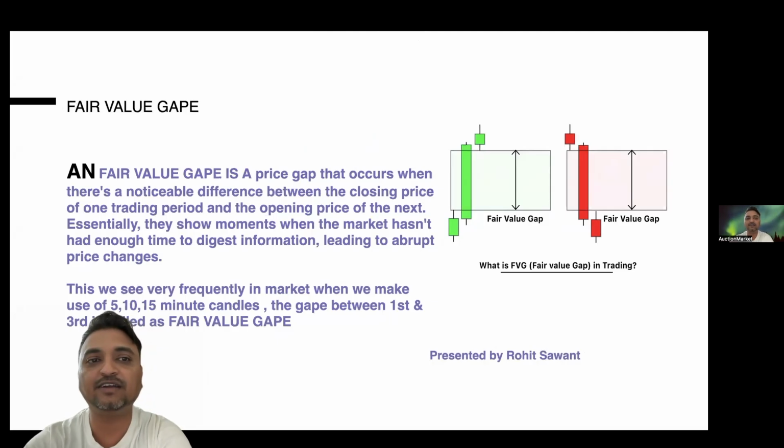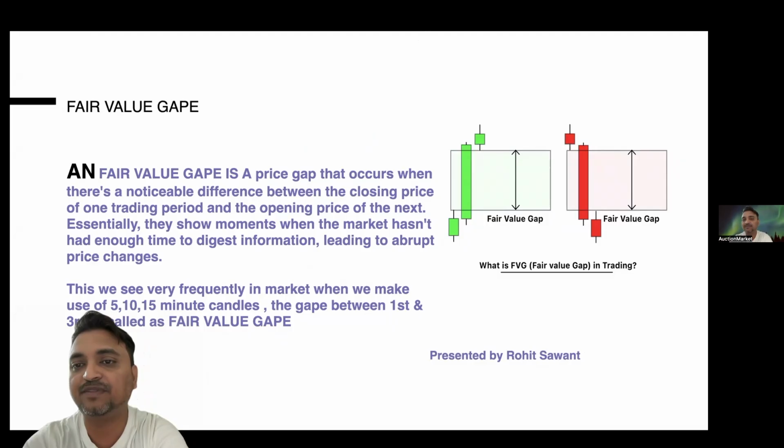So what exactly is a fair value gap? I'll just try to brief you initially, then I will read the PPT. The fair value gap is the difference between the first candle and the third candle. As you can see in the diagram, there is a huge gap between the supply and the demand. The supply and demand gap needs to be filled. Whether it's bullish or bearish doesn't matter, that particular gap has to be filled.